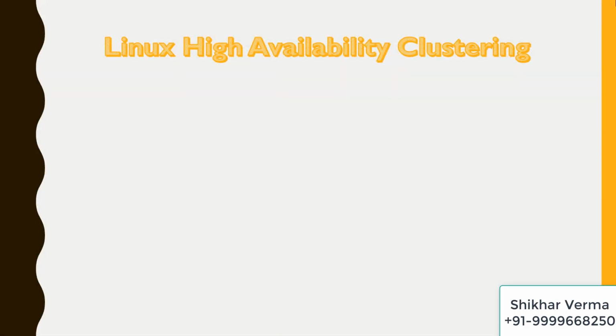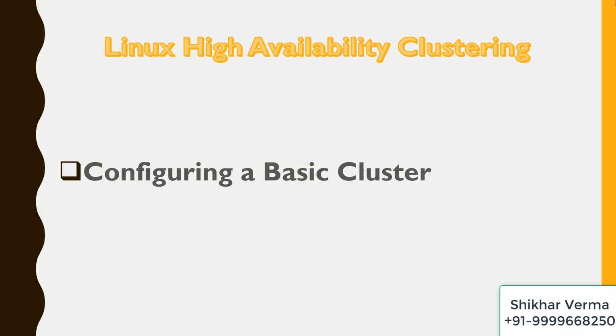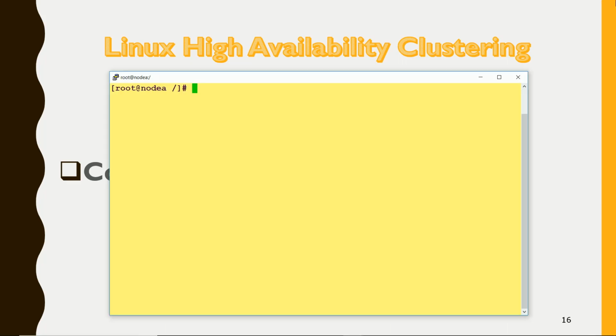Hello everyone. In this lecture, we are going to understand how to configure a basic cluster. In the last few lectures, we got an idea of how to configure a KVM environment. On your KVM server, we have installed the virtual machines, that is, your cluster nodes: node A, node B, and node C. All the nodes have proper communication and passwordless authentication.